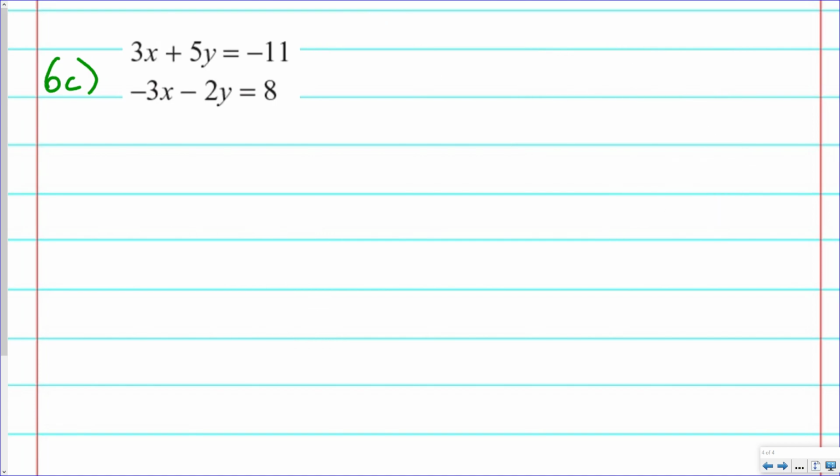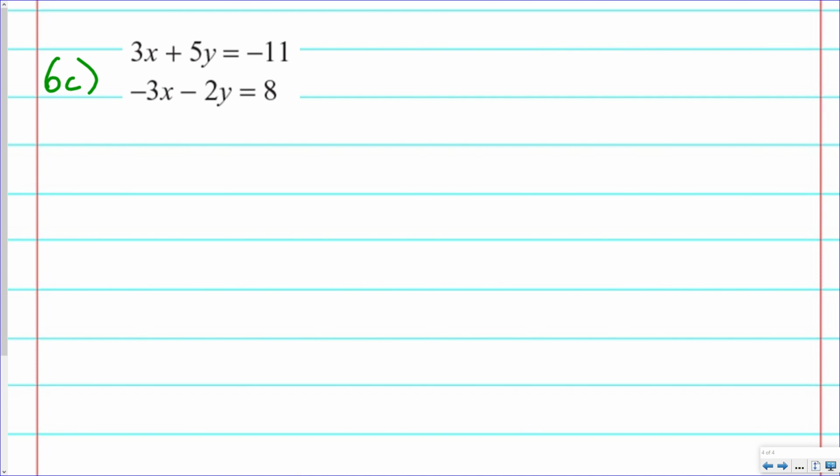One last question, and this is similar to that second one that we did, where the x's are almost identical, except one's positive 3 and one's negative 3. We could look to do something with the y's as well, but again, that would be multiplying the top by 2 and the bottom by negative 5. So to save us from doing 2 multiplications, just think a bit ahead and think, is there a way that I can do this equation with only 1 multiplication?